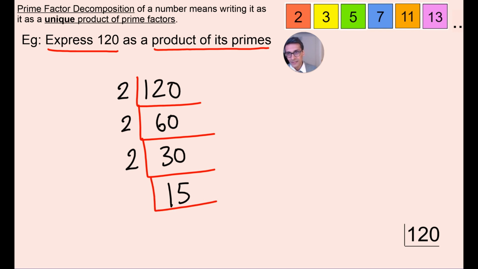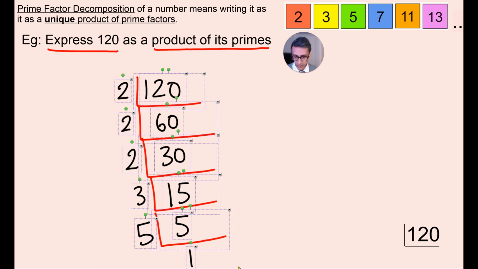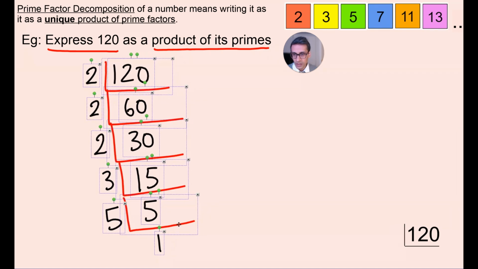15, now 2 doesn't go into 15, so we might go to the next prime number, 3. Does 3 go into 15? Yes, it does. I'm going to go with 3, but I could also go with 5. And then in this case, we know 15 divided by 3 is going to give me 5. And now I have to pick a prime number that goes into 5. Well, 5 is a prime number, so I can only divide it by 5 and 1. And that leaves me with 1. It's not a remainder, sorry, it's just 1 as the last factor.